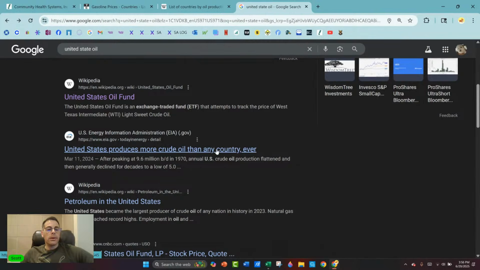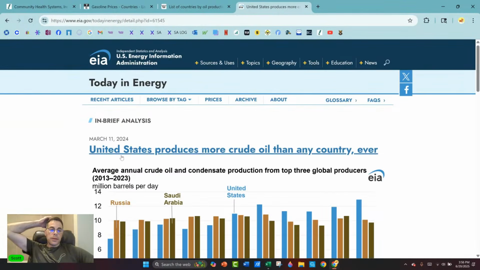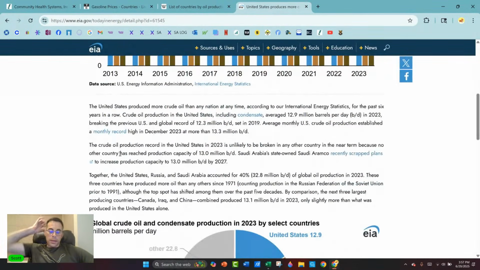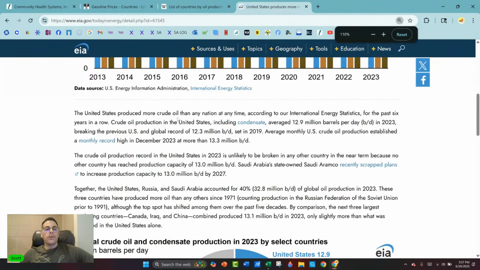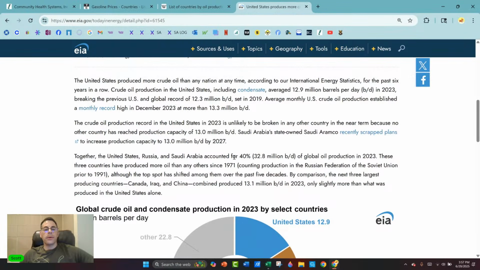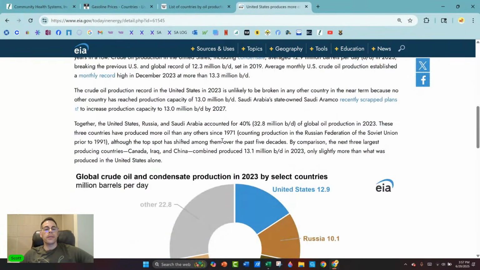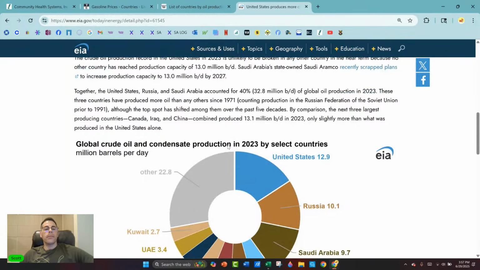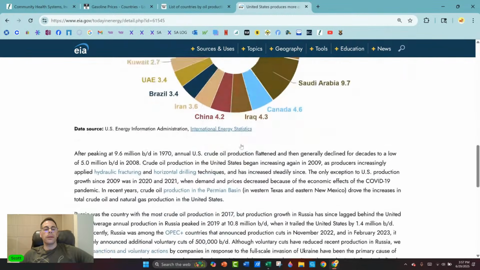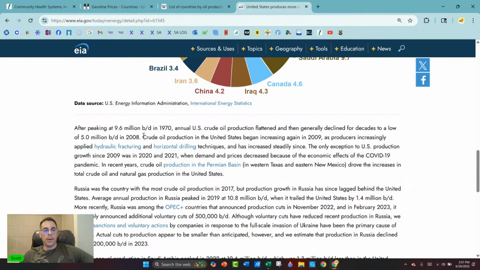The United States produces more oil. The United States produced more crude oil than any nation at any time, for the past 6 years in a row. The U.S. and Saudi Arabia together account for 40%. These 3 countries, global crude oil and condensate. After peaking at 9.6 million barrels per day, annual crude oil production flattened and generally declined for decades.